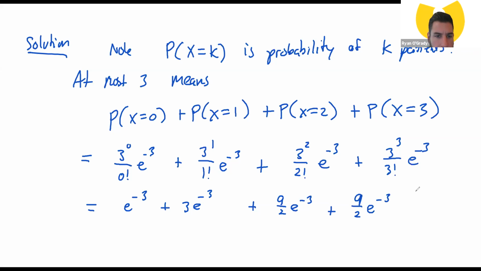So again, I'm doing some arithmetic here. Anything raised to the power 0 is 1, and 0 factorial is 1, so I get this. 3 to the 1 is 3. 3 squared is 9, so I get 9 over 2. 3 cubed is the same as 3 squared times 3, so one of those 3's will cancel with the guy down here, so I get 9 over 2.